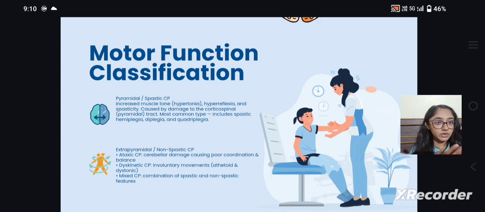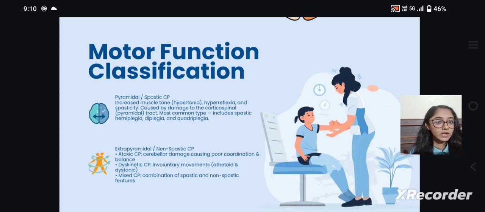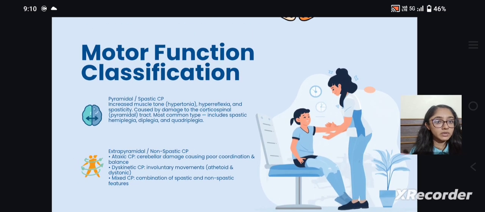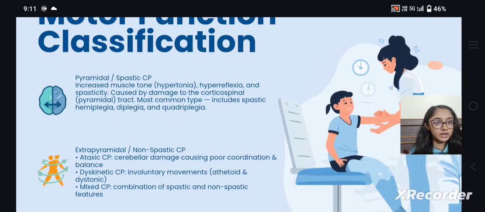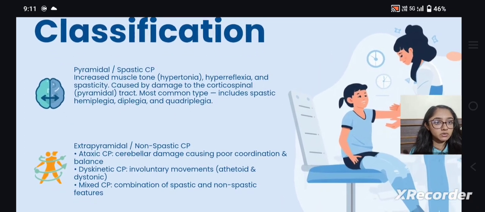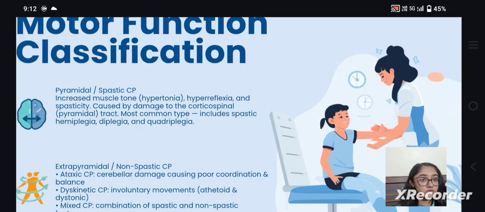Then motor classification. As we said earlier, it could be pyramidal, meaning spastic CP, or extrapyramidal, non-spastic CP. What happens in that? Increased muscle tone, hypertonia, hyperreflexia, and spasticity caused by damage to the corticospinal, meaning pyramidal, tract. Most common types include spastic hemiplegia, diplegia, or quadriplegia.